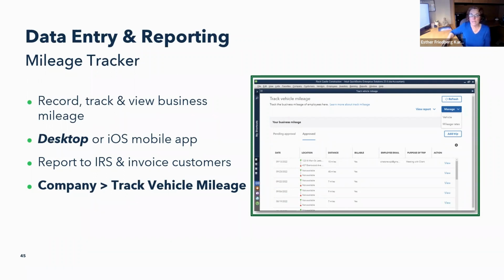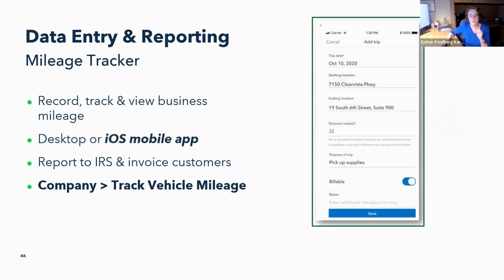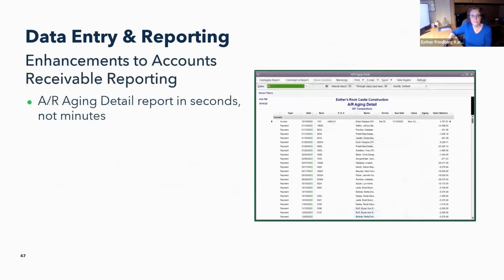In the desktop, I can access this feature by selecting Company, Track Vehicle Mileage. Now, the first time I did that, I did so in a given company in version 2023. I also saw instructions to go into the App Store and download the QuickBooks desktop mobile app so that I can track mileage for this company from my iPhone.